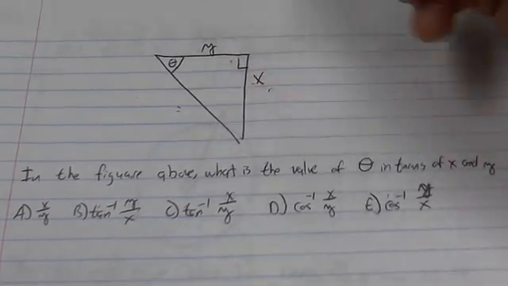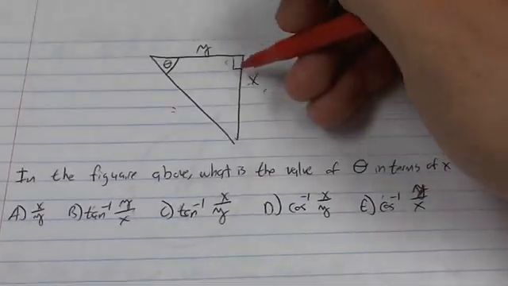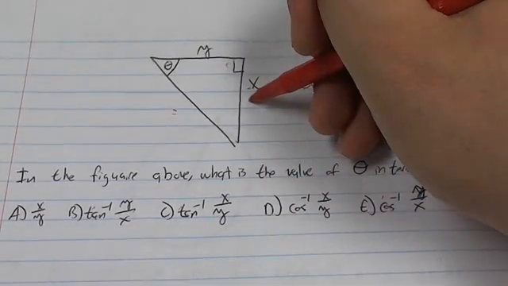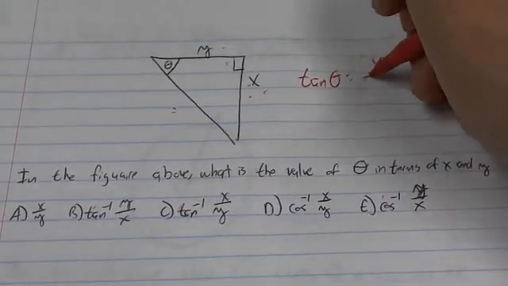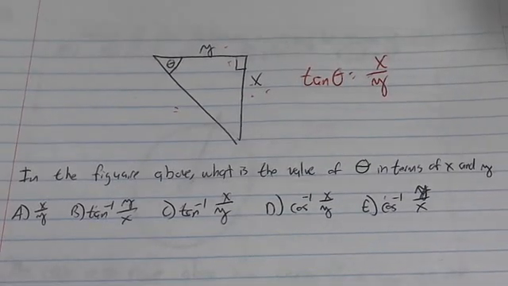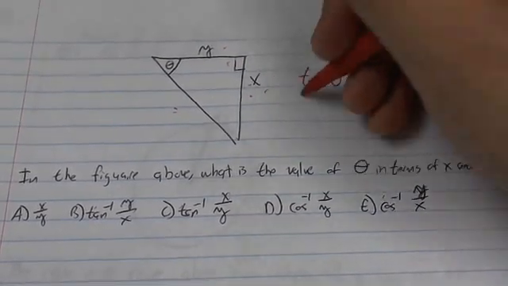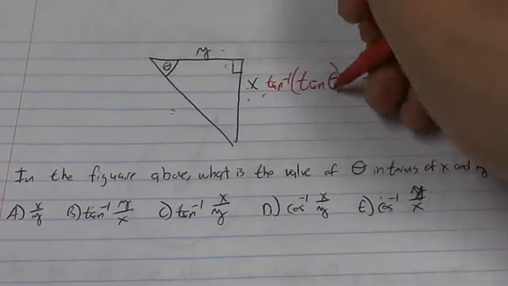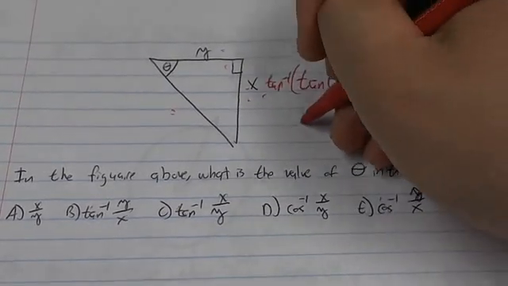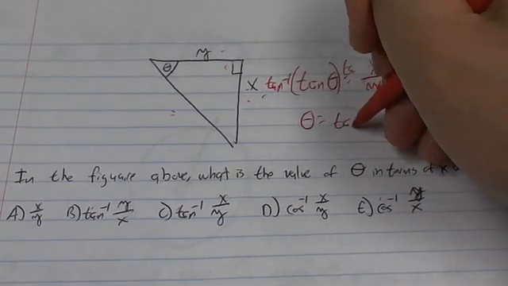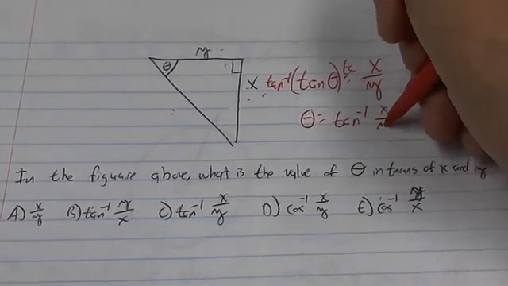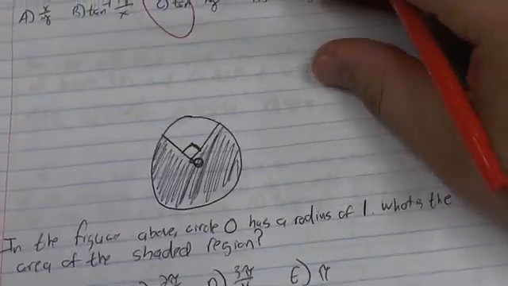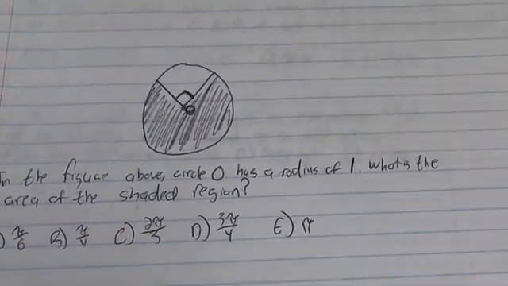So you have x and y. So what uses both legs? Tangent. So you have tangent theta of opposite over adjacent, so x over y. So how do you solve for theta? You have to take the tan inverse of both sides, because that's how you get rid of the tan. So theta is equal to tan inverse of x over y. So C.